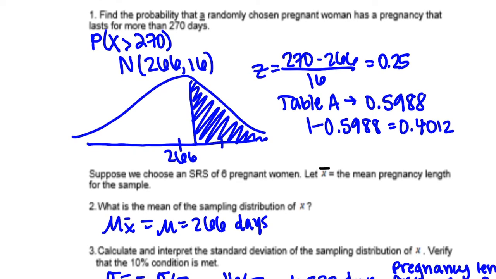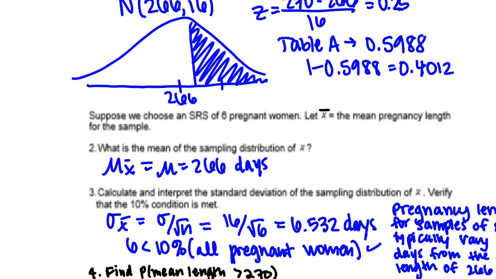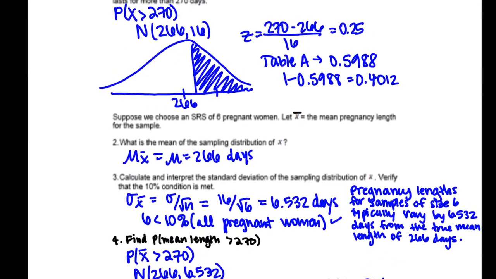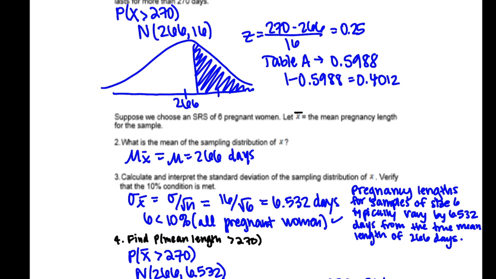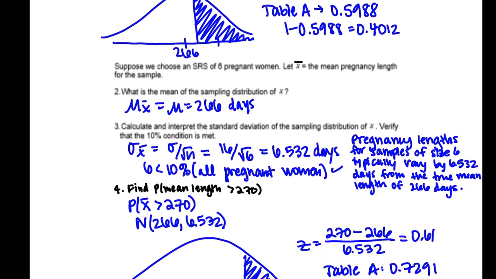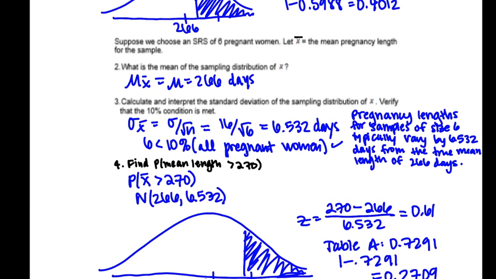Number 2, the formula for mean is just the mean. Number 3, the formula for standard deviation is the population standard deviation over the square root of the sample size, so it gets a lot smaller. I checked the 10% condition and interpreted it. Remember the typical variation from the mean. My number 4 didn't show up, but it should be on your paper, to find the mean length of 6 women is greater than 270, and so here's all my work for a normal calculation. It's really all the same stuff. The main thing is the difference in the symbols.